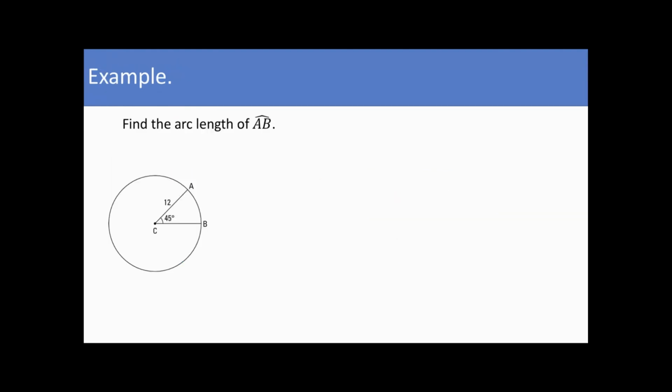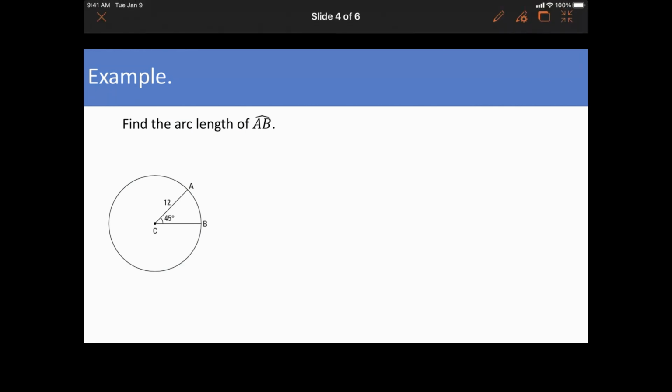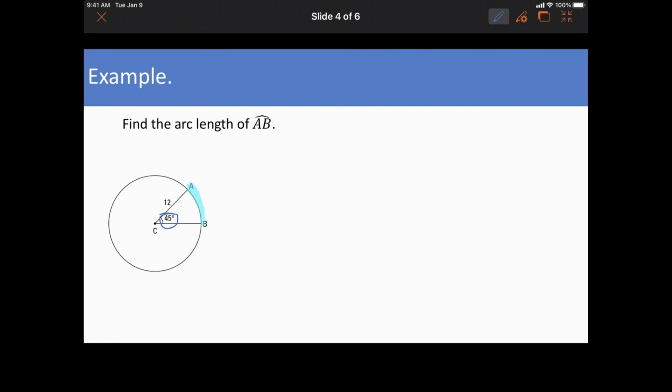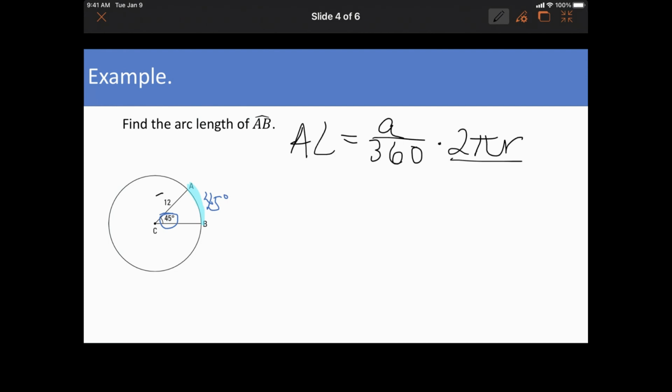So let's do an example. So the direction says find arc length of AB. So AB is here. Right. And I know that the central angle is 45, so the intercepted arc is also 45 degrees. But I want to know how long that is. So arc length again, just to remind us, arc length equals the angle over 360 times 2 pi r. And I'm using this formula because I'm given the radius here.